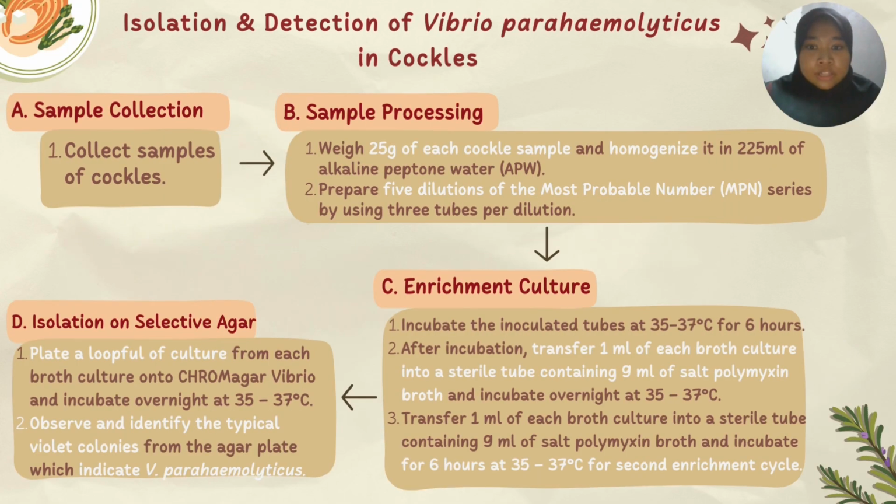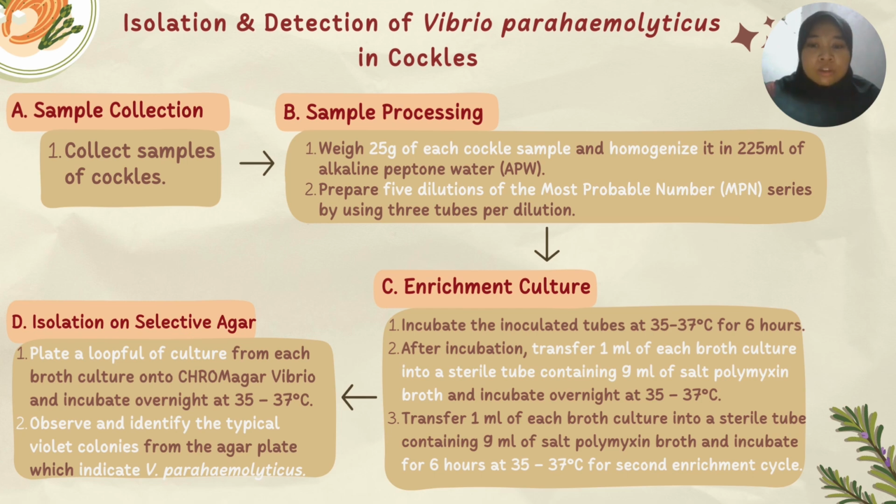Okay, so I will present the methodology to isolate and detect Vibrio Parahaemolyticus from the suspected food item, which is boy cockles. This methodology is divided into 6 parts in order to confirm the presence of the pathogen. Firstly, we will collect the samples of the cockles, and then weigh 25 grams of each cockle sample to homogenize in 225 ml of alkaline peptone water.